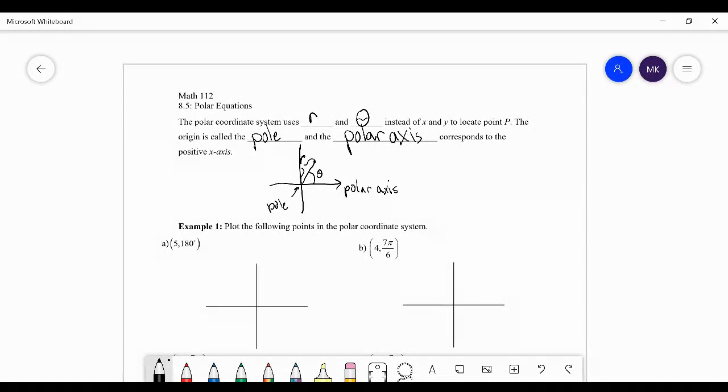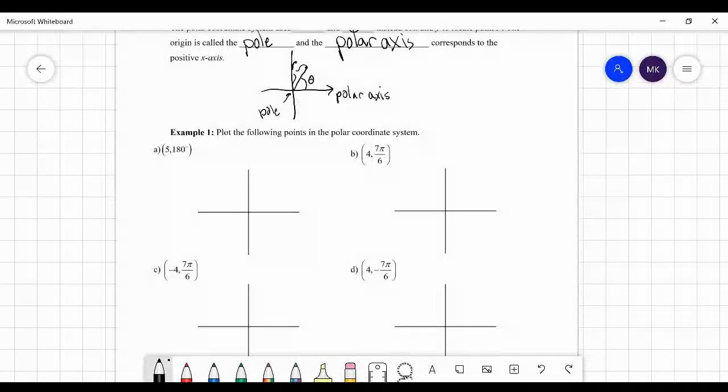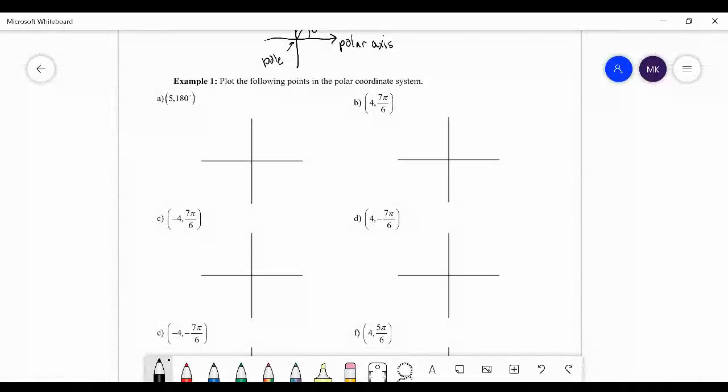The first thing I want to do is get a little more comfortable plotting these points. One is in degrees, and most of them are in radians. Again, be very careful with your calculator: understand whether you're dealing with an angle in radians or degrees, and make sure your calculator is in the correct mode.